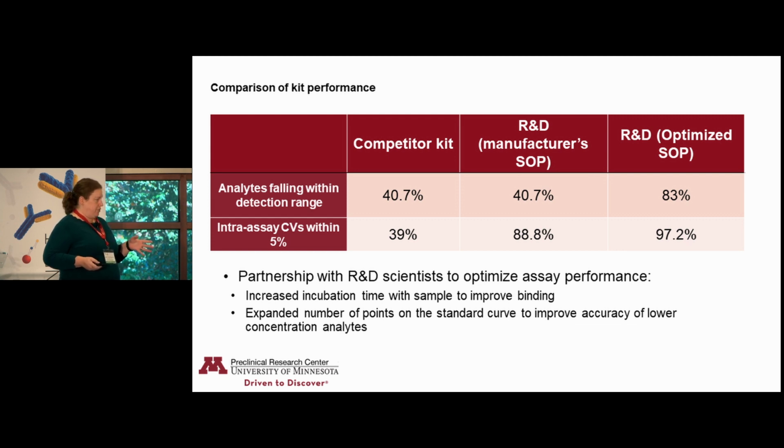So we worked with them a little bit, so we have a partnership, and we optimized the assay performance. We tried a few things and ended up increasing incubation time to improve binding, and we expanded the number of points on the standard curve so that we could get more at those lower concentrations. With that optimization, we now have a kit where we have 83% of the analytes falling in detection range, and our CVs are almost 100% in range. So this is pretty much our standard kit that we use now for cytokines.